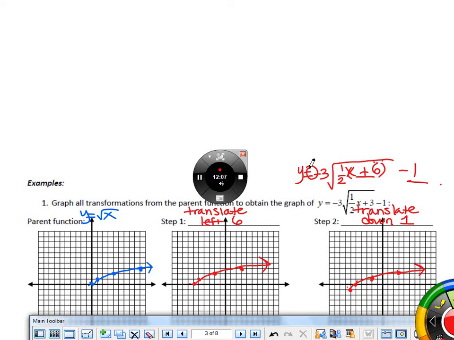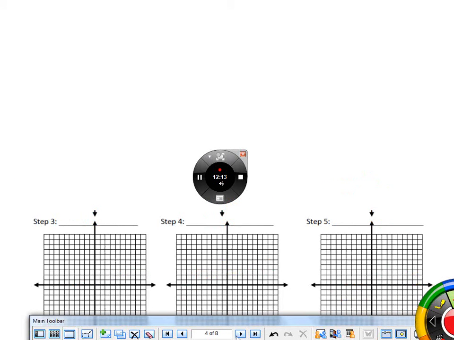I'm going to still put my vertex at -6, -1. It doesn't move now that the translations are done. So I'm going to go ahead and put my vertex at -6, -1. That point's not moving. And now I'm going to go ahead and do the vertical reflection. Okay. So remember, look at your previous graph.